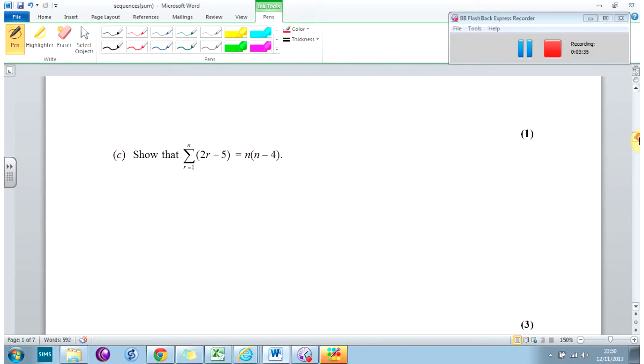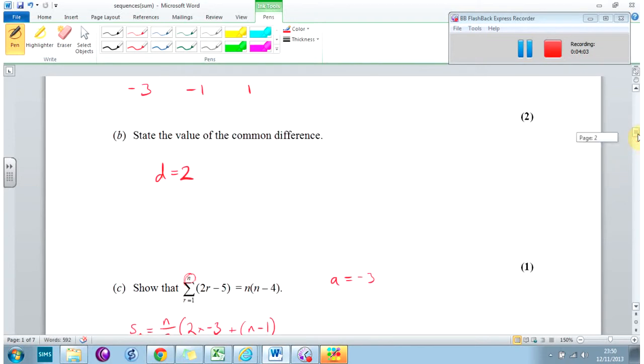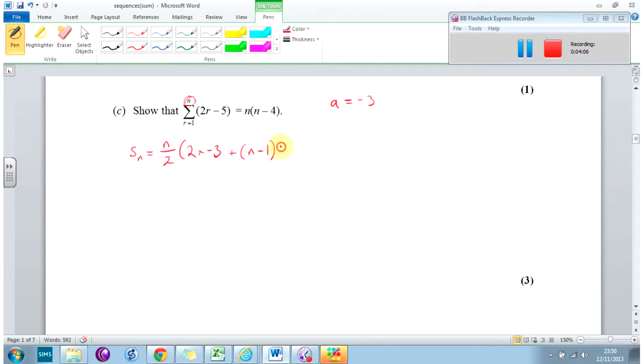Okay, show that the sum of n terms of this sequence, which is the sequence we've been given, is equal to this. So we're going to use the sum formula here. The sum of n terms is given by n over 2 times 2a, and a is minus 3, so it's 2 times minus 3 plus n minus 1, and we got d in the previous part as well. d is 2, it's going up in 2's, n minus 1 times 2. And then we just rearrange this until it turns into that.